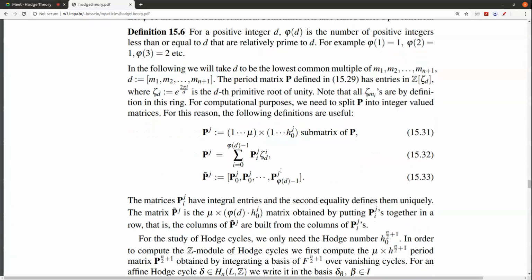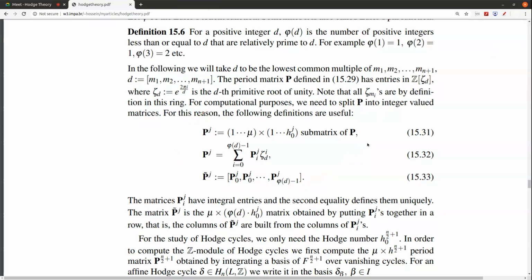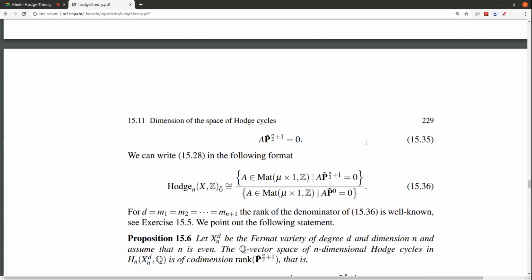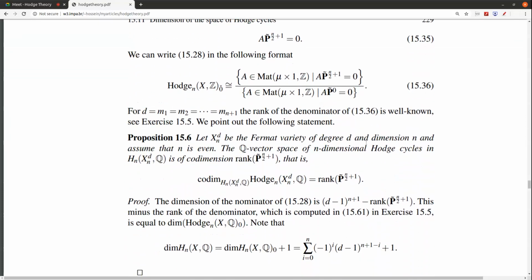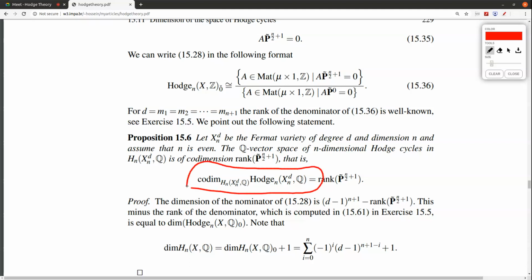And as I said, one has to break. So this is the thing that I explained now. I have to break my matrices into rational valued matrices in order to be able to do computation. This is just to be able to compute with the computer, because a priori there is no closed formula for the dimension of the space of Hodge cycles. So this means that at the end, I don't know any closed formula for this number.